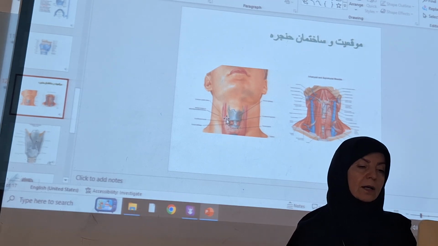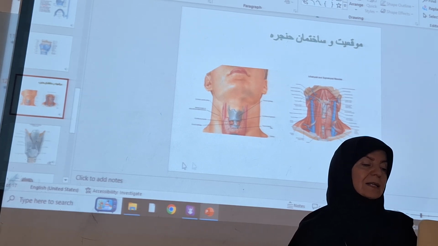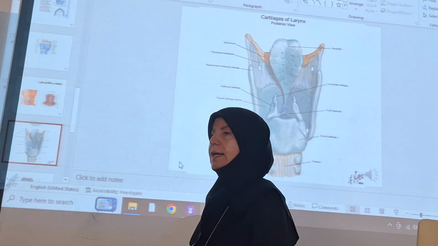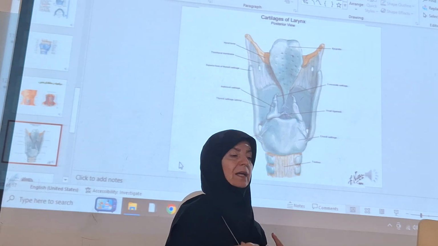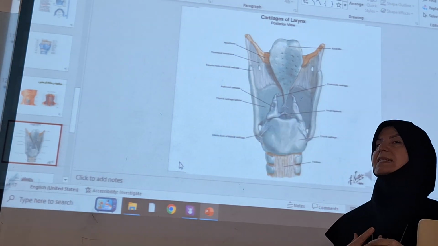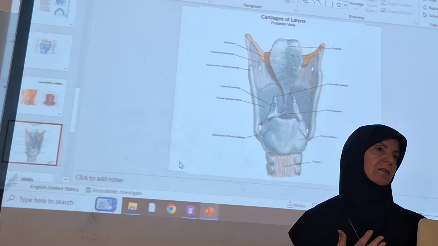This oblique line, sternothyroid and thyroid are visible in this picture. We are going to look at the larynx posteriorly. This picture is going to help you find another single cartilage in the larynx. What's the name of that?